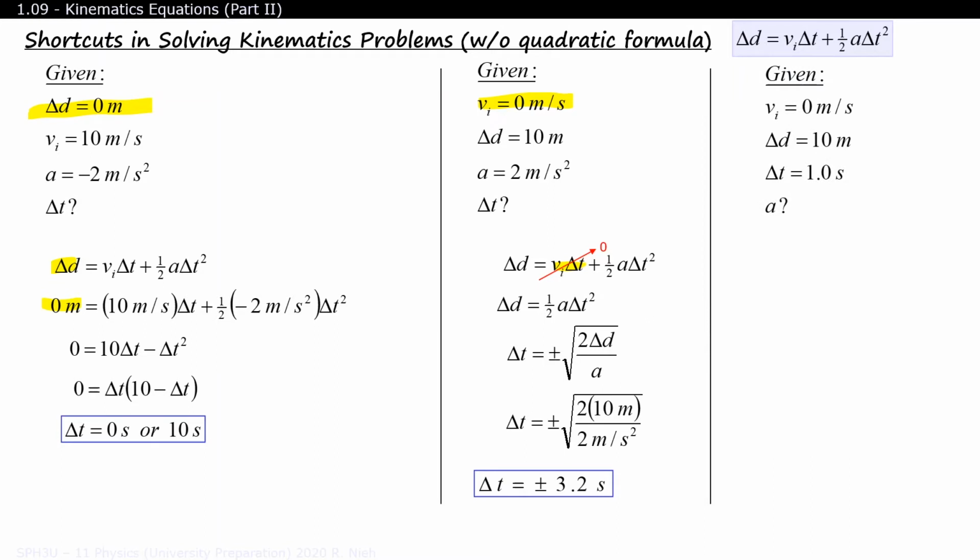The same is true if we're trying to isolate for a instead. But this time, we multiply both sides by 2 and divide by delta t squared.